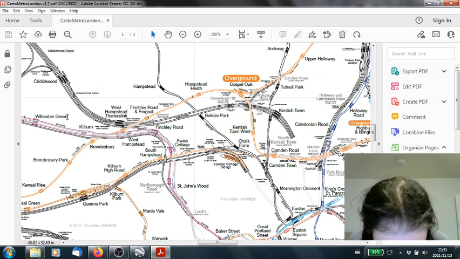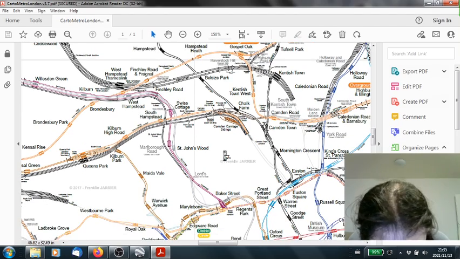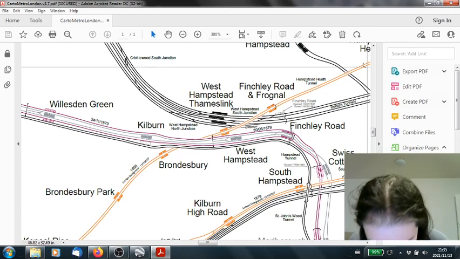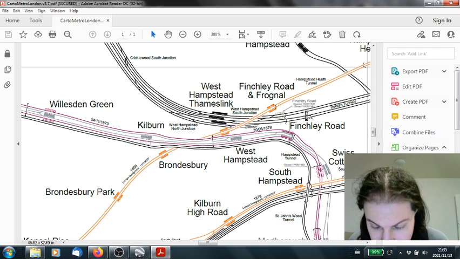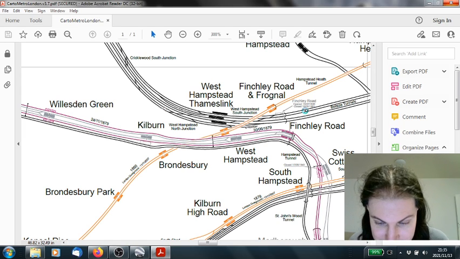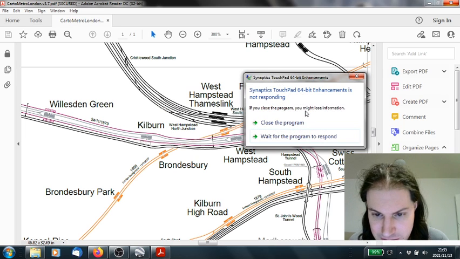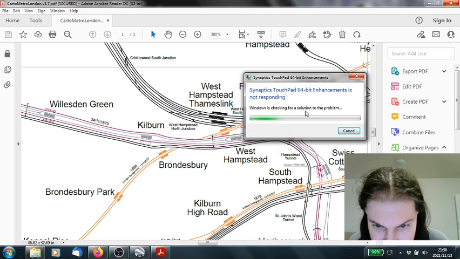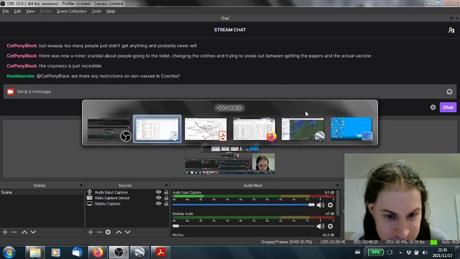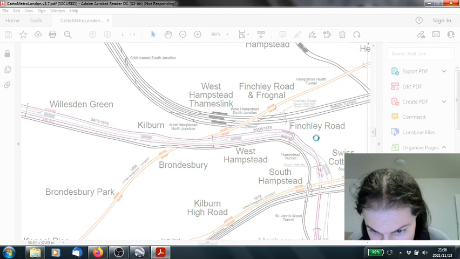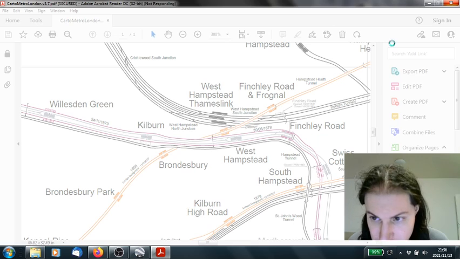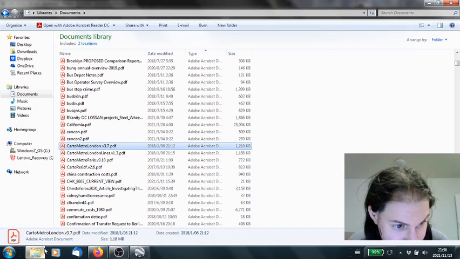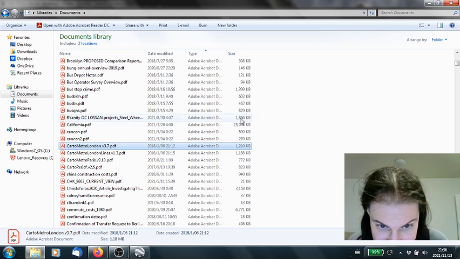This is where you're seeing things go from 19th century to much more modern things. Let's scroll it. Okay, so from Finchley. My computer needs to think. My computer complains. Okay, so I lost the mouse scroll, but that's fine.